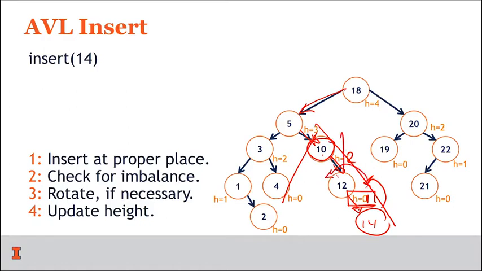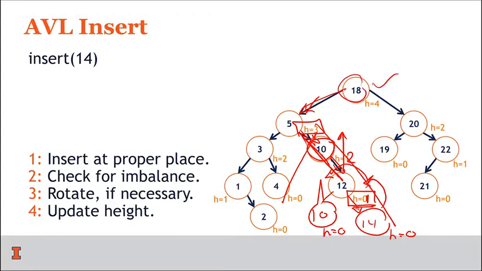We do that through a simple rotation. We're going to have 12 moved up. So 12 is going to be the top node, 10 is going to come from the left, 14 is going to come from the right, and we have a repaired binary search tree. The height of 12 is 1, the height of 10 is 0, the height of 14 is 0. And now we can move up to 5, check if 5's height is still 3, it is, and then check at 18, height is still 4.